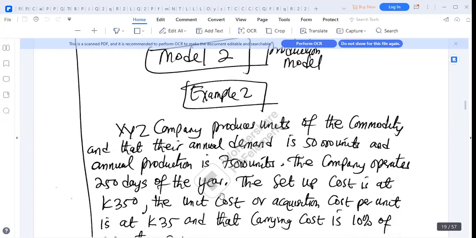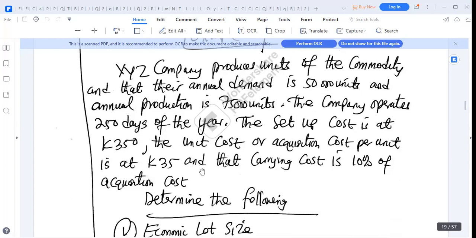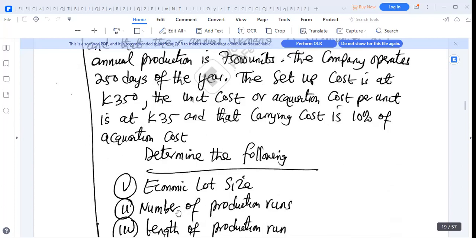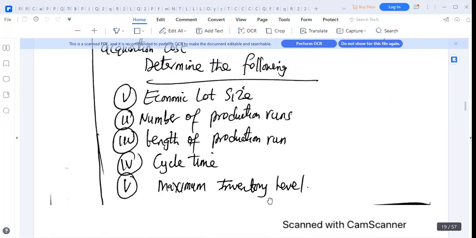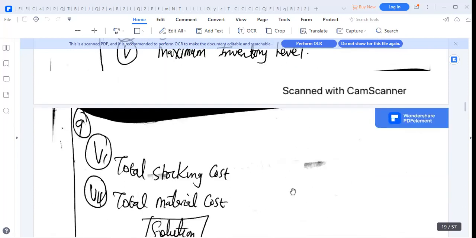SXYZ company produces units of a commodity, and the annual demand is 50,000 units and annual production is 75,000 units. So this is a production model because there's annual production and annual demand. The company operates 250 days of the year. The setup cost is 350 kwacha. The unit cost or acquisition cost per unit is 5 kwacha. And the carrying cost is 10% of acquisition cost. Find the following: economic lot size, number of production runs, length of production run, cycle time, maximum inventory level, the total stocking cost, and total material cost.